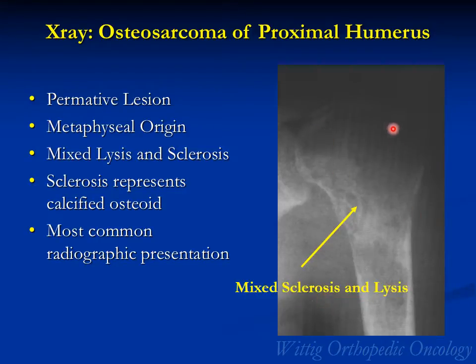It's a permeative lesion. You can't make out the borders or where the tumor begins and ends. It's metaphyseal in origin. There's mixed lysis and sclerosis. There are these fluffy cloud-like densities within it, indicative of immature bone production and calcified osteoid. And this is the most common radiographic presentation. 95% of conventional osteosarcomas present also with an extraosseous component, so they protrude from the bone.